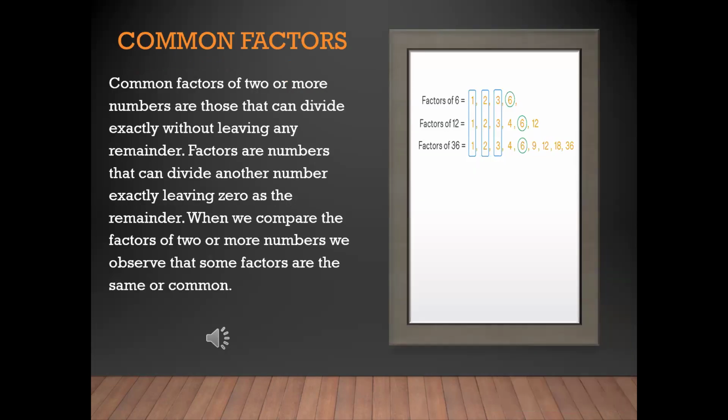Now let's go to the next term, common factors. What are common factors? Common factors of two or more numbers are those that can divide exactly without leaving any remainder. Factors are numbers that can divide another number exactly leaving zero as the remainder. When we compare the factors of two or more numbers, we observe that some factors are the same or common.